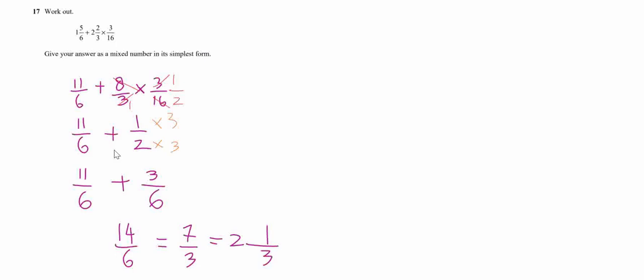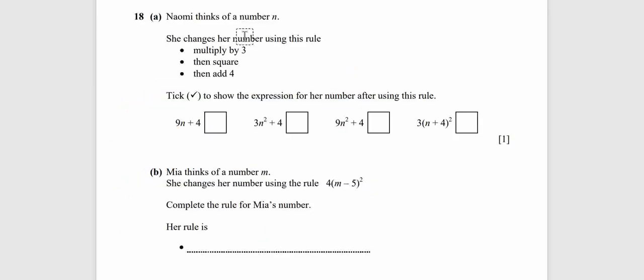So 11 over 6 plus 1 over 2. Since it's a different denominator, to add we have to multiply 2 by 3 to make it equal to 6. So 1 times 3 is 3, 2 times 3 is 6. Now we have the denominator equalized. 11 plus 3 is 14, and we simplify. 14 over 6 simplify, divided by 2, we got 7 over 3, and 7 over 3 simplifies into 2, 1 over 3 as a mixed number. So 7 divided by 3, 3 times 2 is 6, minus 1, so 1 goes up to 1 over 3. 2, 1 over 3 is our answer. Next.